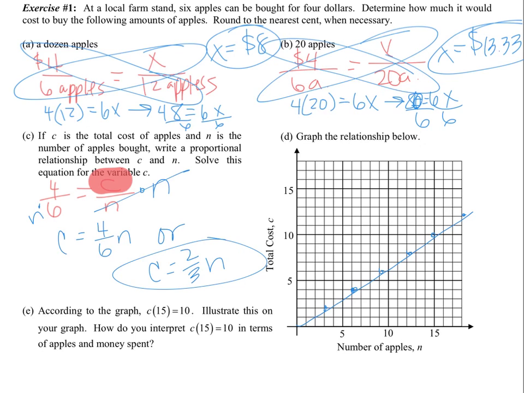So our constant rate is the same. According to the graph, C of 15 equals 10. This is using the information that we learned last unit with functions. So C of n equals 10. How do you interpret this in terms of apples and money? Well, this is saying if 15 is our n, so 15 apples, costs $10.